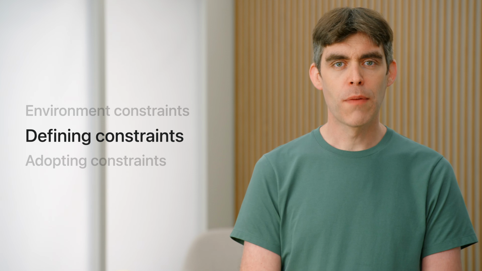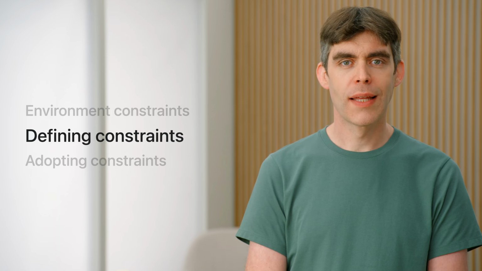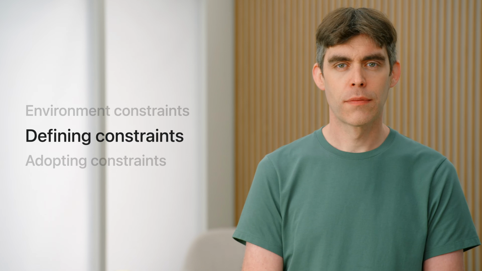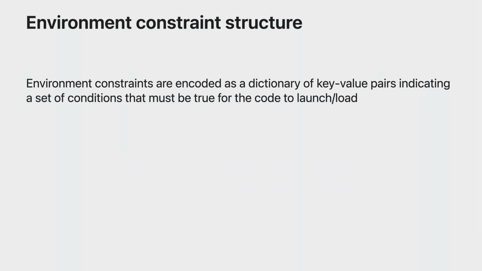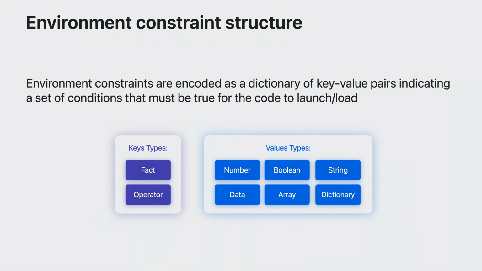Now that you know what environment constraints are and how they can be used, let's discuss how they are defined. Environment constraints describe a set of conditions that code must meet. They are encoded as a dictionary where keys represent either facts that must be true about the code or operators that indicate a required relationship between facts or predicates. At the top level, implicitly, the result of each key-value pair is ANDed together to decide whether the constraint is satisfied. Note that because these are dictionaries, each key can only appear once per dictionary level.